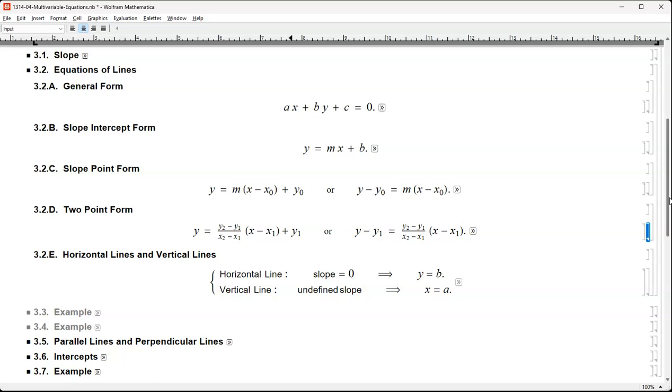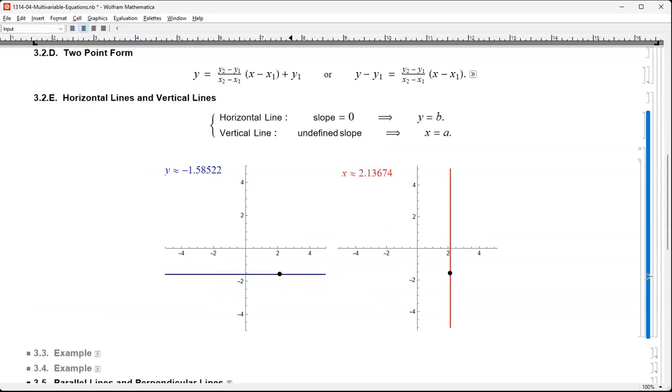Horizontal lines and vertical lines. Horizontal lines have slope 0, so we have y equals to b, and vertical lines do not have any slope. Rise over run, there's no run, so the denominator is 0. In this case, we have x equals to a with no slope. So horizontal lines, we do have slope. Slope is defined, and slope is just 0. Vertical line, undefined slope. This distinction, especially for undefined slope for a vertical line, will become important in calculus.